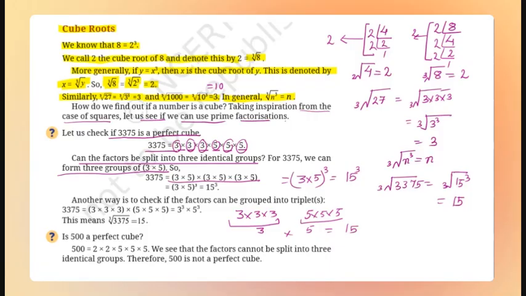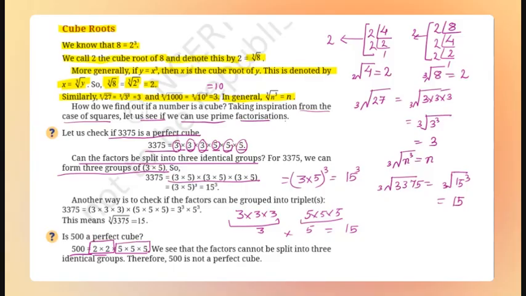Now is 500 a perfect cube? So 500 can be written as 2 times 2 times 5 times 5 times 5. तो आप यहाँ देखो ये 5 का तो ट्रिपलेट बना हुआ है, बट व्हाट अबाउट द ट्रिपलेट ऑफ 2? It is incomplete. सो उसको आप ट्रिपलेट में नहीं लिख पा रहे हो. ठीक है. So 500 is not going to be a perfect cube.